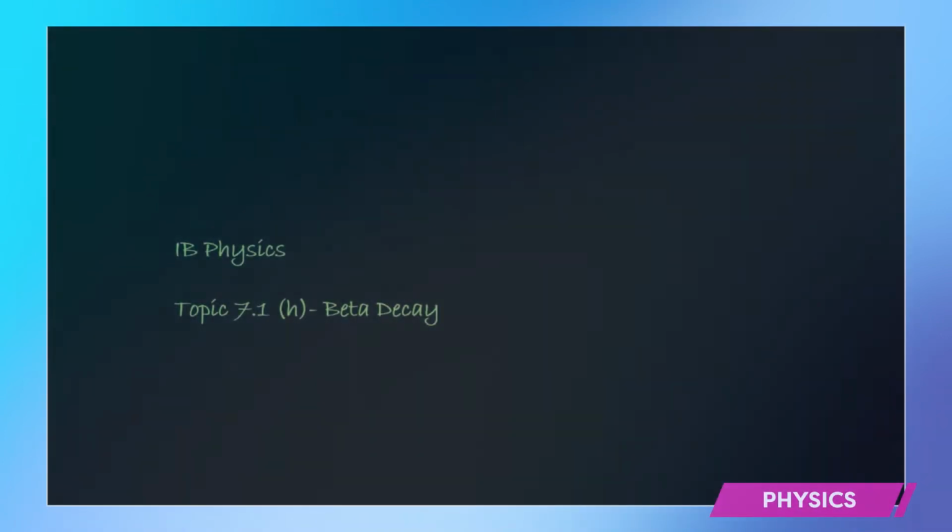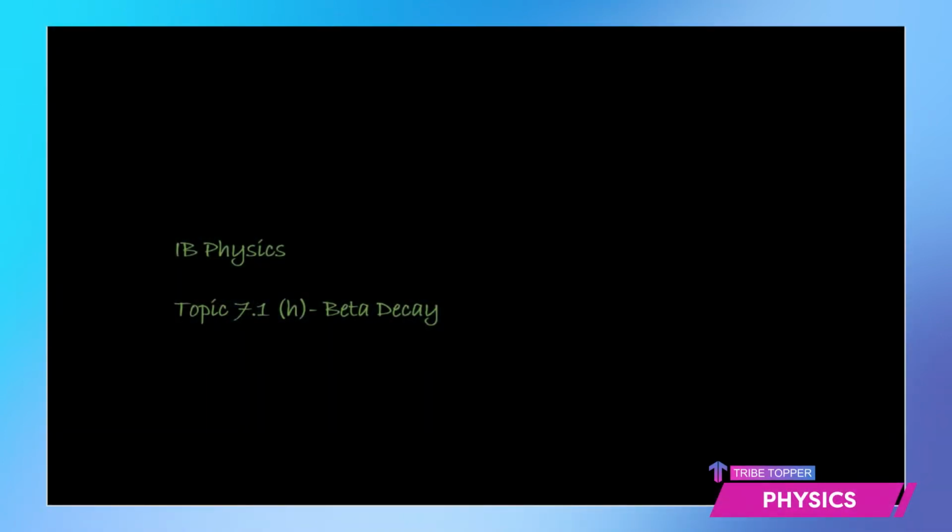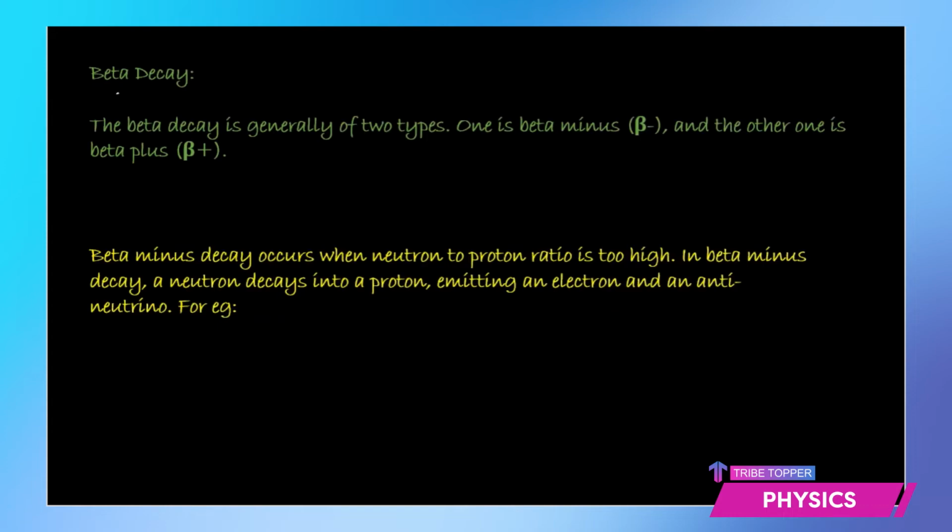In this video session, you are going to learn about beta decay. Beta decay is generally of two types. One is beta minus and one is beta plus. Beta minus decay occurs when your neutron to proton ratio is too high. If you remember, we learned that alpha decay happens when the proton to neutron ratio is too high, and beta minus decay occurs when the neutron to proton ratio is too high.